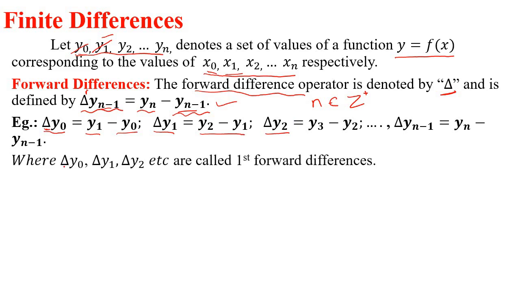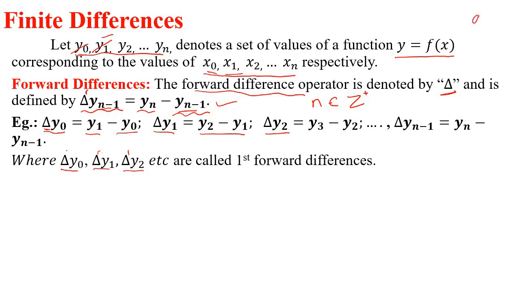Here, delta y0, delta y1, delta y2, etc. are called first order forward differences. Observe the power is 1 here, so we call them first order forward differences.